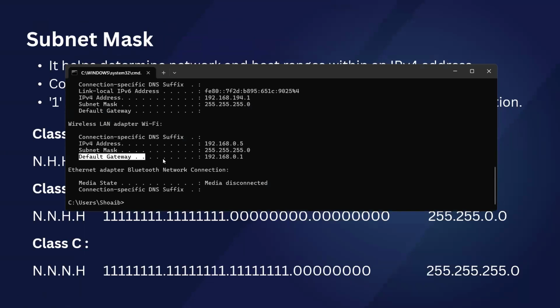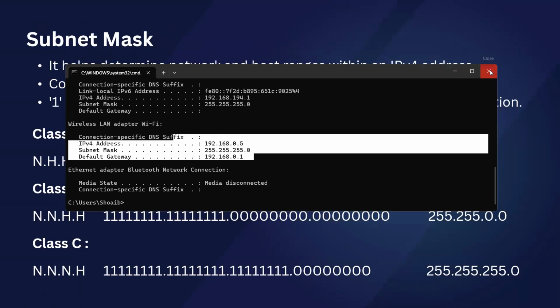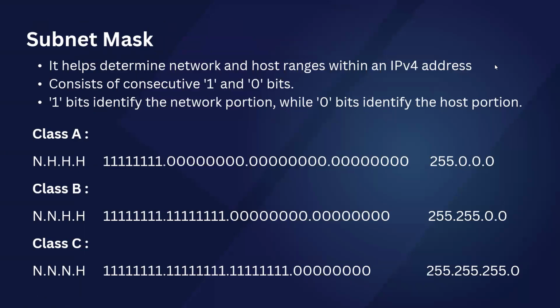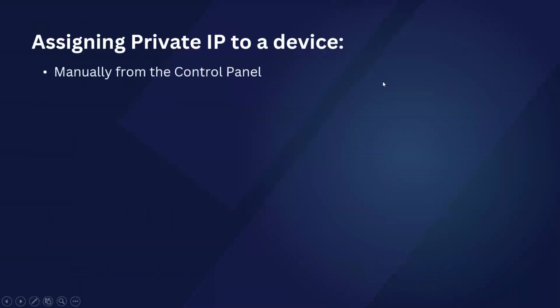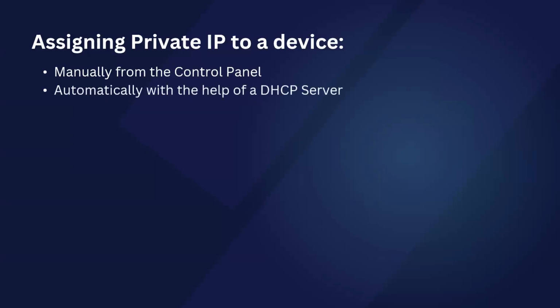Now, the main question is, how are these IP addresses being assigned? As mentioned in the last class, private IPs are completely in the user's control. So to assign the private IP, there are two methods. One, you can manually assign it yourself from the control panel, or two, you can get it automatically from something called a DHCP server. We're going to discuss both methods now.